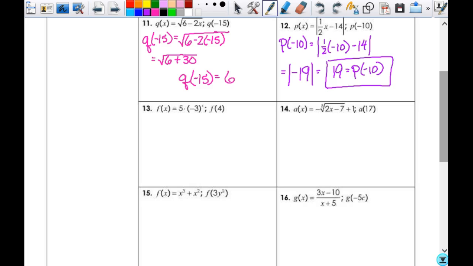All right, so let's look at 13. We're going to substitute in that 4. So f of 4 is equal to 5 times negative 3 to the 4th power. Now here's where I know you really are just like, why can't I just have a calculator? It is really not that bad at all. First thing you want to think about is when I take that negative 3 to the 4th power, is it going to be positive or negative? Positive. If you have an even exponent, it's positive. So the sign now doesn't matter at all.